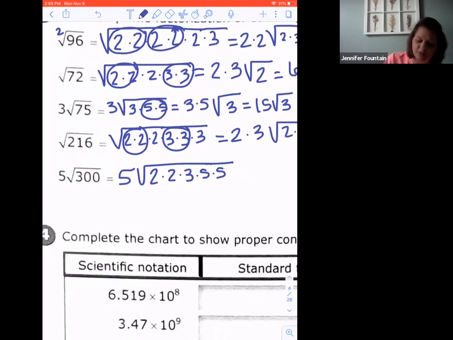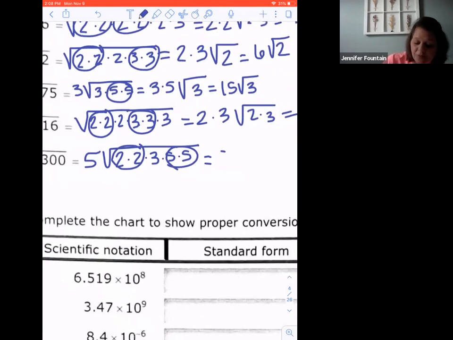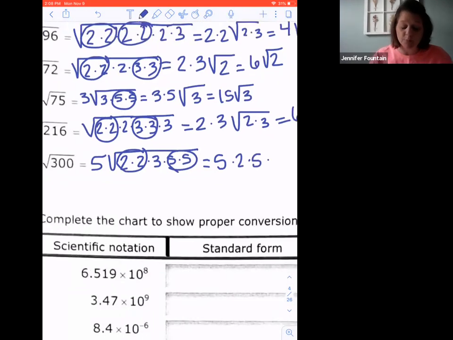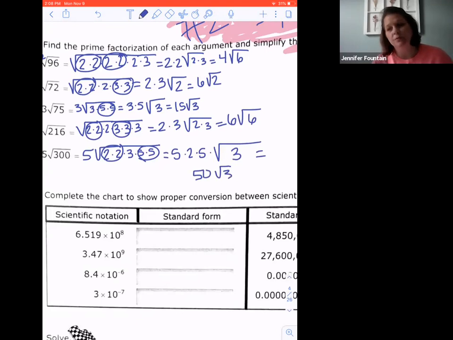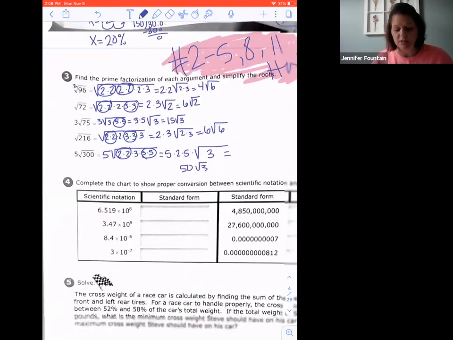Now look at my buddies. I've got 2 2s and 2 5s. Now, I already had the 5 that I started with. I'm pulling out a 2 and I'm pulling out a 5. So now I've got 3 numbers I'm going to have to multiply together. And then under my radical is just that 3. So 5 times 2 is 10, and 10 times 5 is 50 times the square root of 3. Any questions on those?